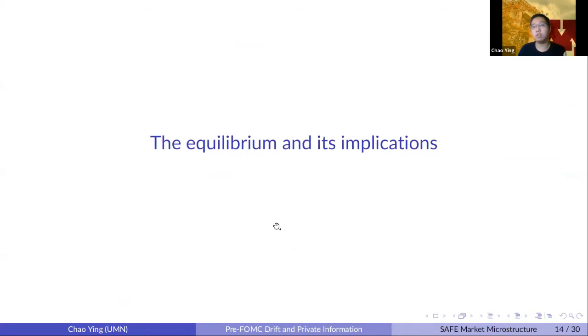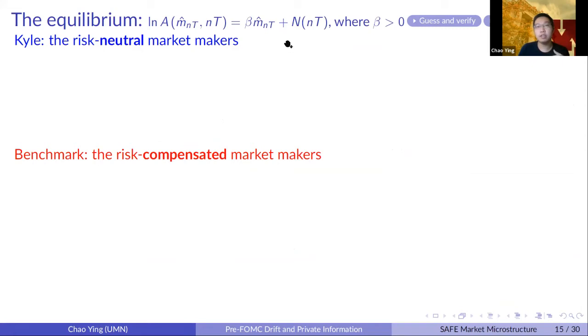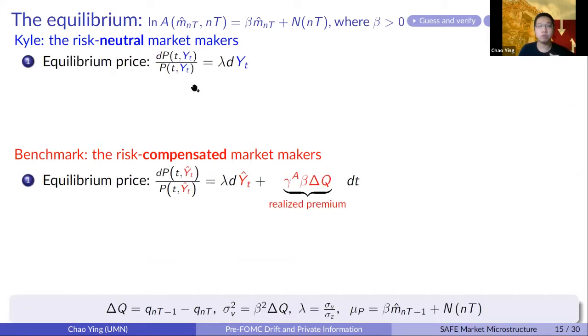Next, I'm going to talk about the equilibrium implications. Here, as in the literature, I assume the asset value follows a log normal distribution. More specifically, I specify it is a function of the expected growth rate and time t. Here, beta is positive so that the asset value increases in the expected growth rate. In the standard Kyle model, when the market makers are risk neutral, the equilibrium price is a linear function of the aggregate order flow, YT. Here, lambda is the famous Kyle's lambda, which measures the price impact.